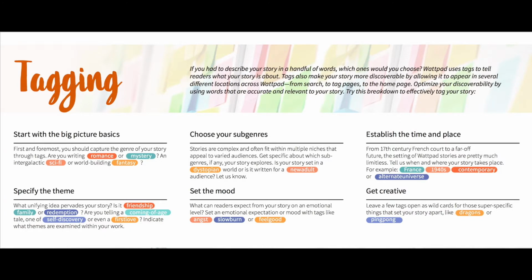Tags are an important way to get your story discovered. They're essentially hashtags. This slide is from Wattpad, so it comes directly from the people who know best. But basically, tell me what subgenre it is. Are there robots in your sci-fi story?